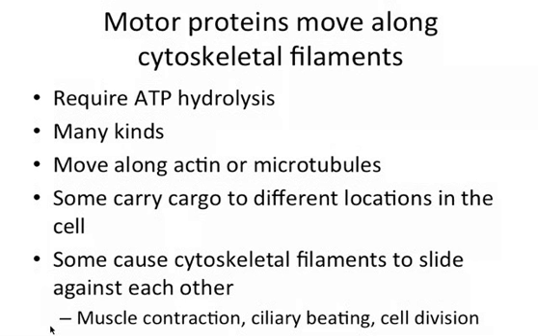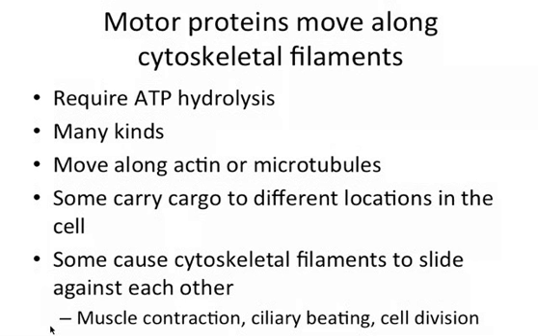A motor protein is going to bind to some cytoskeletal structure and bind to some kind of cargo and move it, right? That's why it's a motor protein. So they move along cytoskeletal filaments, actin or microtubules. They require ATP hydrolysis for the movement. Usually it's like there are two legs swinging, and that's regulated by ATP hydrolysis.